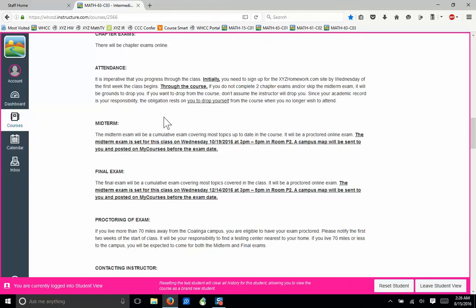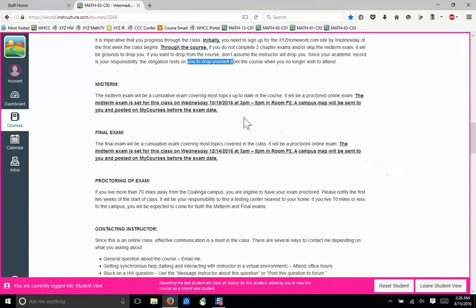Now, throughout the course, if you do not complete 2 chapter exams, that will be grounds to drop you, which really just means that you are no longer doing the coursework anymore. But if you do want to drop, don't just stop and not do anything else. Since your academic record is your responsibility, you should drop yourself if you no longer want to participate in the course.